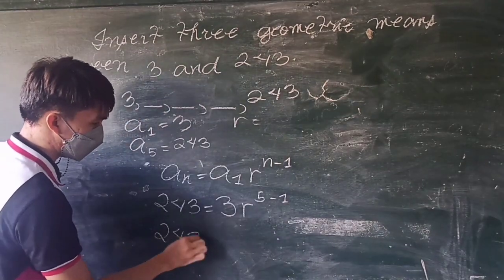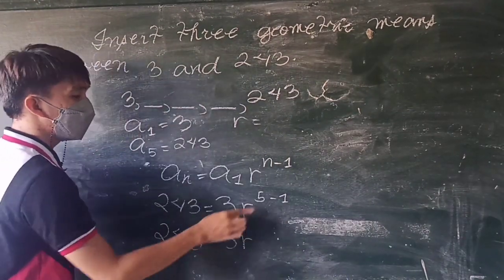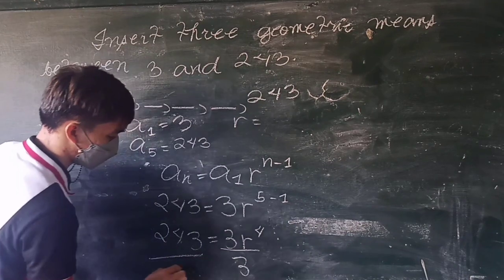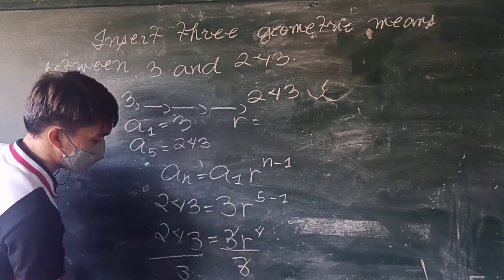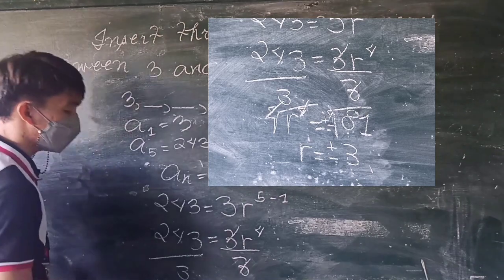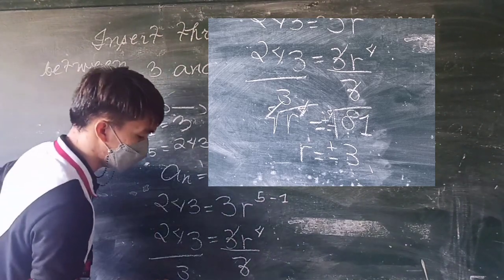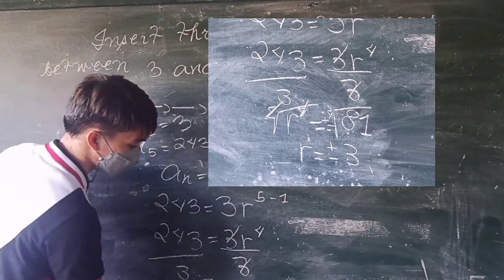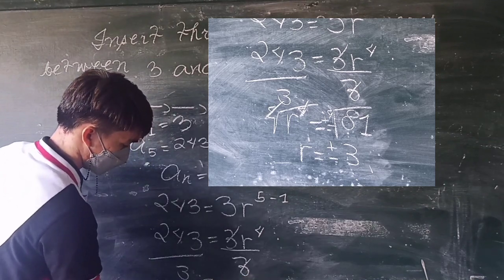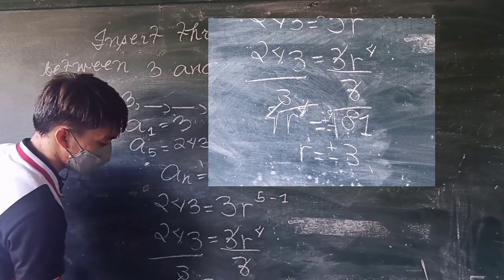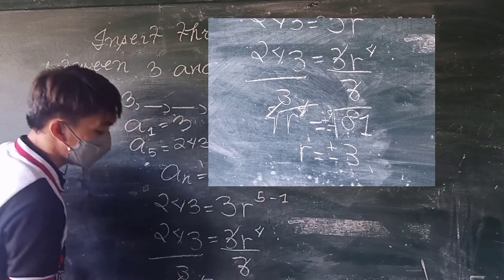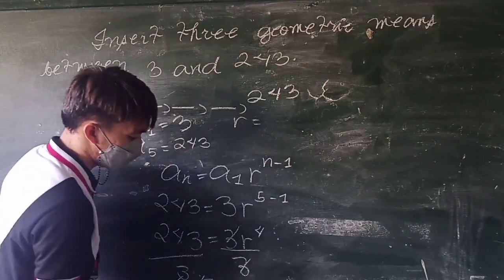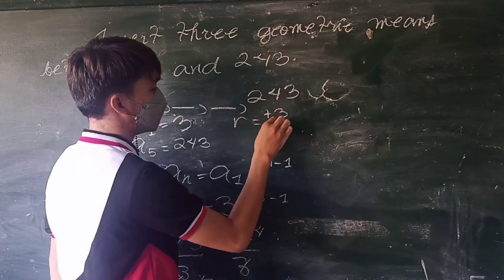So 243 equals 3 times r to the power of 5 minus 1, and 5 minus 1 is equal to 4. Let's divide both sides by 3. Cancel, cancel. So r to the power 4 equals 243 divided by 3, which is equal to 81. Fourth root. The fourth root of 81 is equal to positive or negative 3. So it's either positive 3 or negative 3.